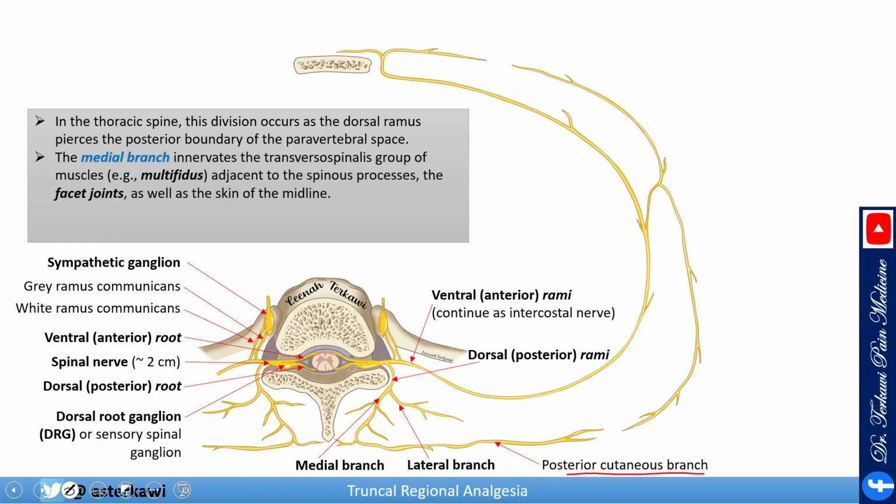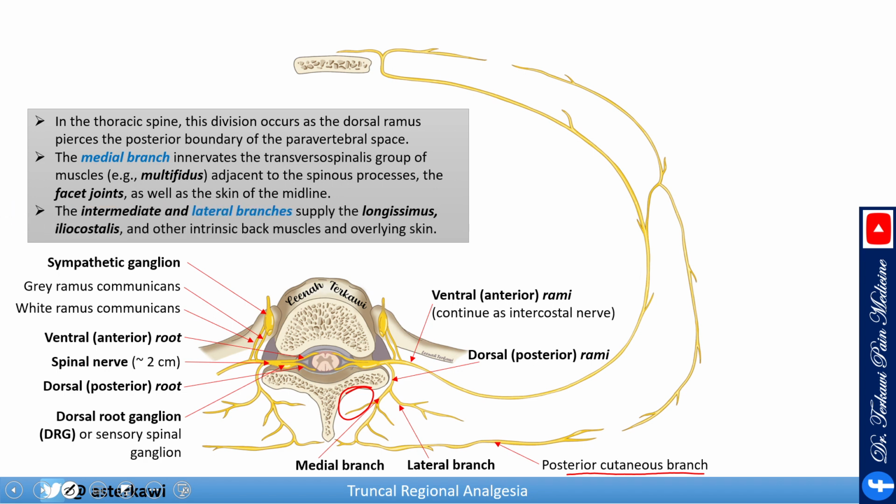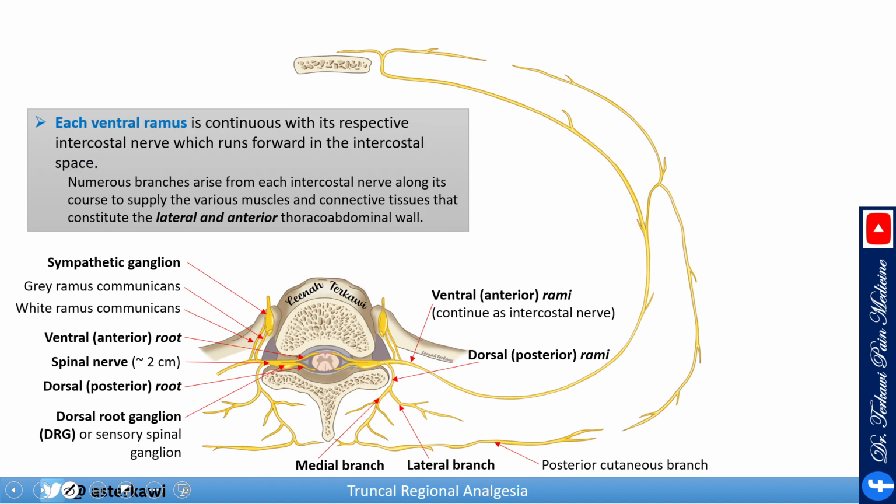The medial branch innervate the transversospinalis group of the muscle. Mainly, we are talking about the multifidus muscle here, and the facet joints. While the lateral branches mostly supply the erector spinae muscle. The longissimus, remember, and intercostalis, these are the erector spinae muscles.